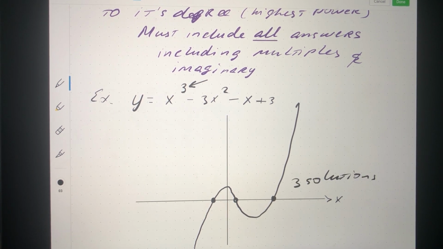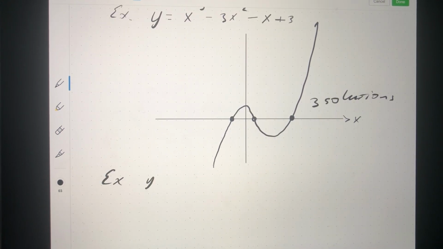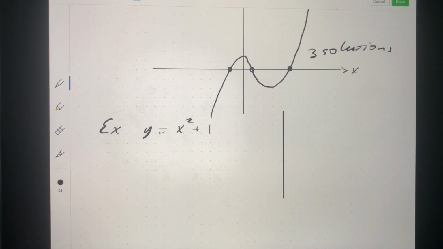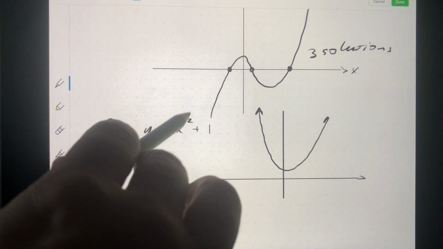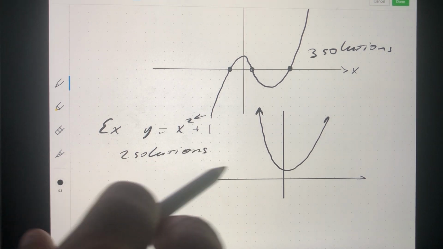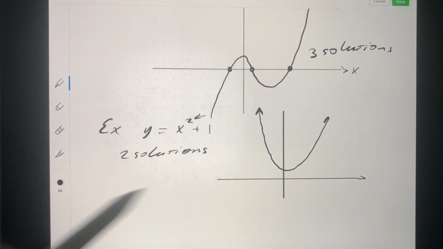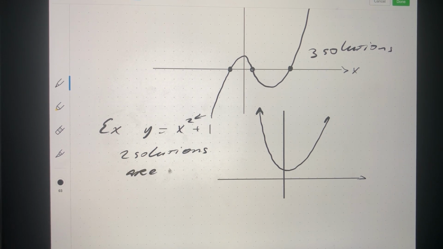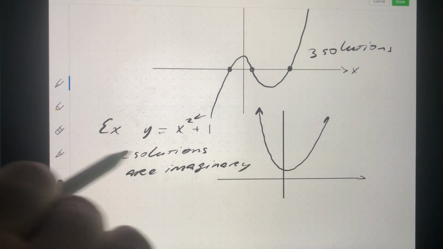Now, here is another example. y is x to the 2 plus 1. If we make a sketch of it, it's going to be a parabola that is hanging 1 unit above the x-axis. Now, the fundamental theorem of algebra will promise us 2 solutions, or 2 x-intercepts, and yet there are no x-intercepts on that picture. And the reason is that both of those solutions are imaginary.